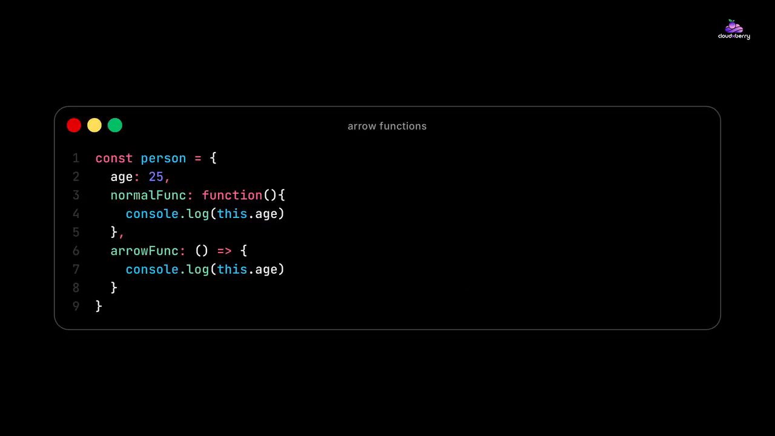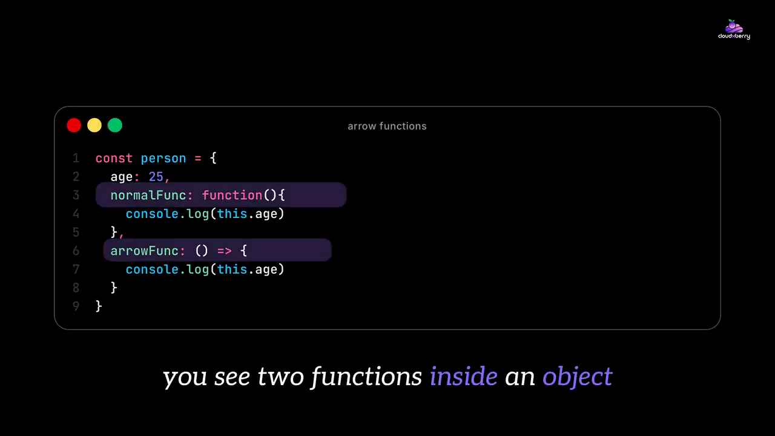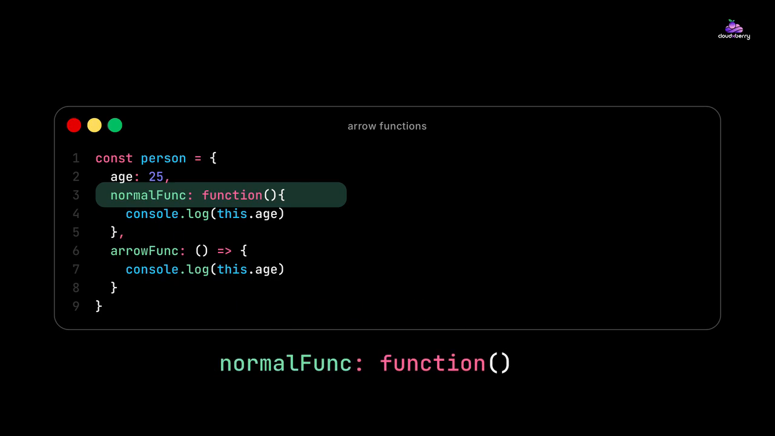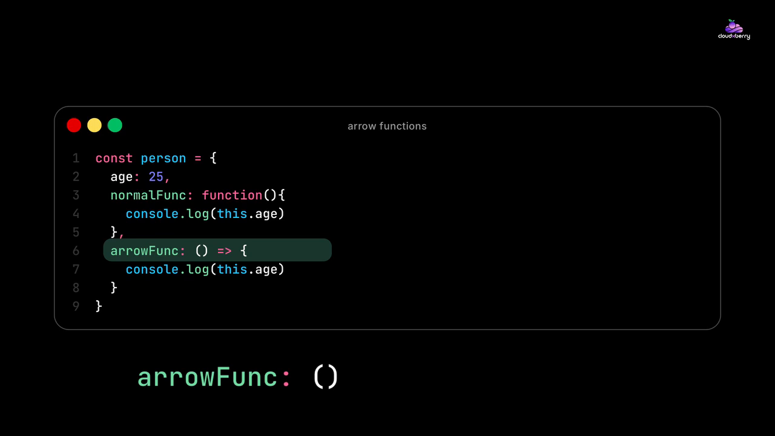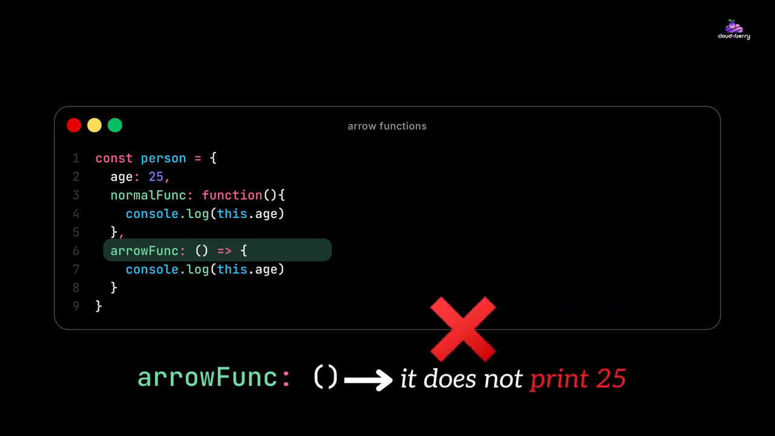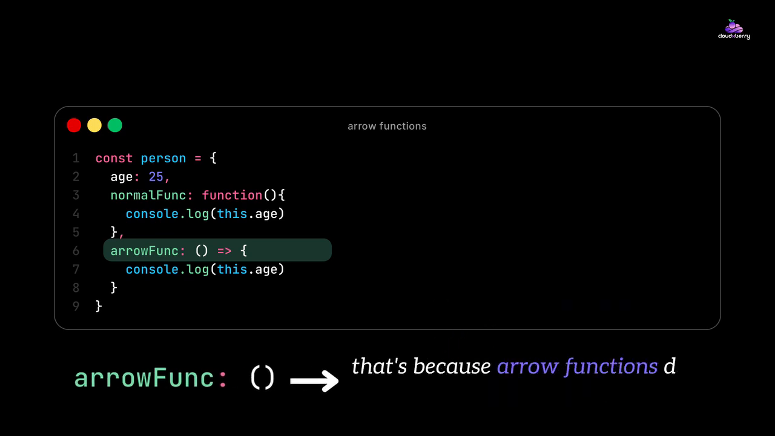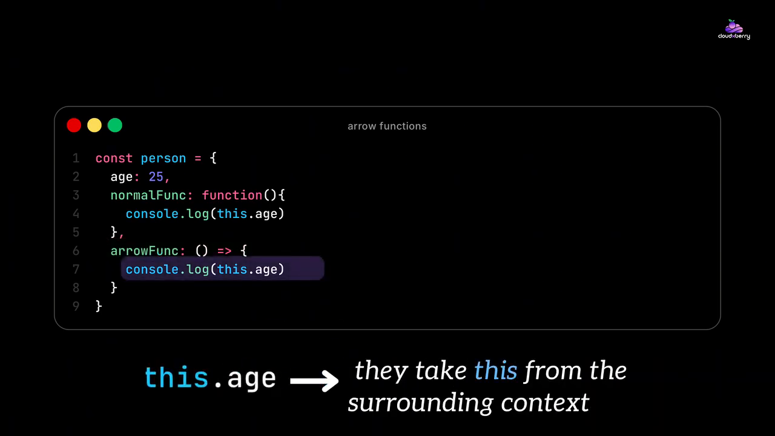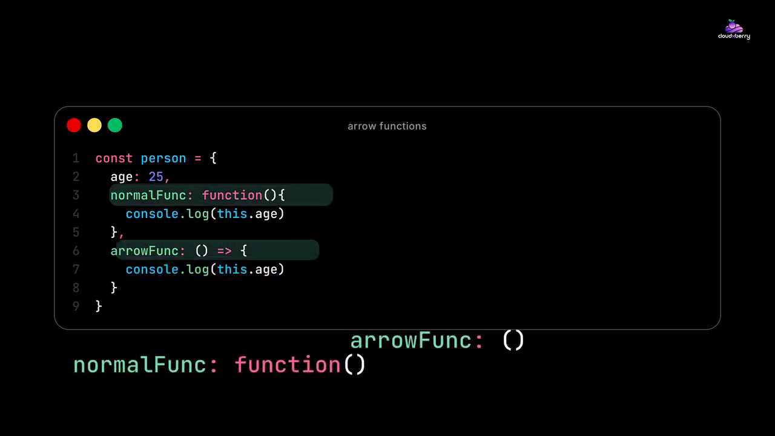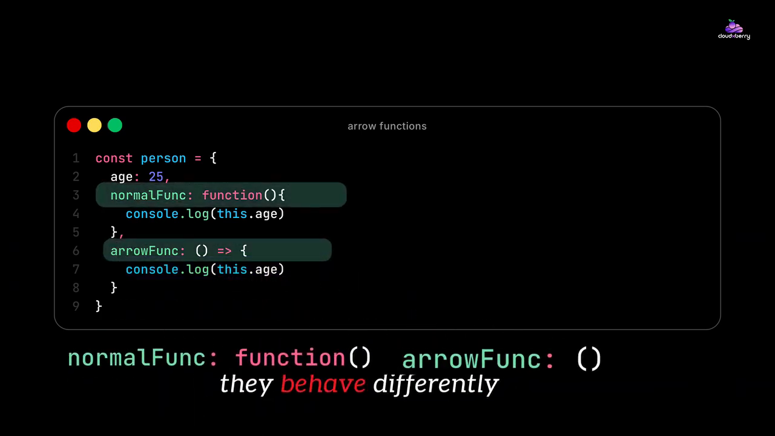Now number 8, arrow functions. If you look at this example, you see two functions inside an object. When you call normalfunc, this refers to the object, so it prints 25. But when you call arrowfunc, it does not print 25. That's because arrow functions do not have their own this. They take this from the surrounding context, which is outside the object. So even though both functions look similar, they behave differently.